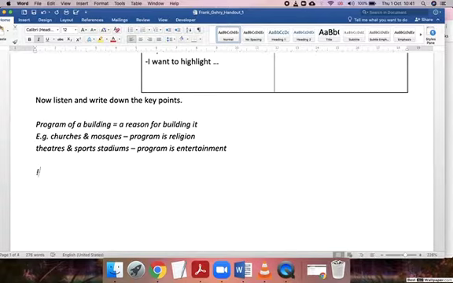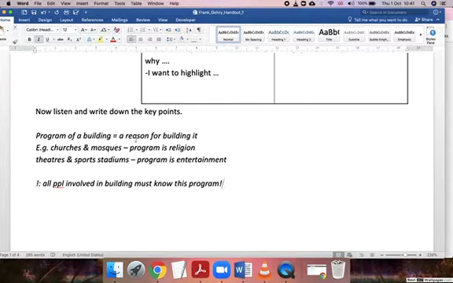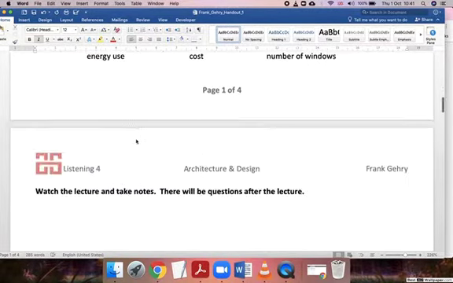Okay, and then she says, what is important? Let's use exclamation mark. What is important is that all people involved in building must know this program. Okay? I hope you have something like this. Good. Continue.